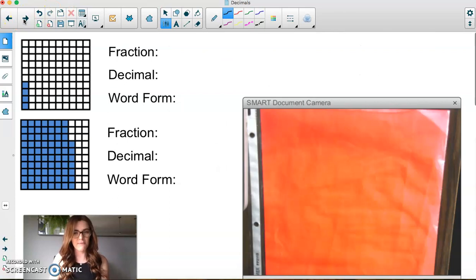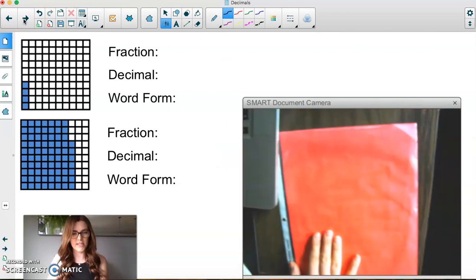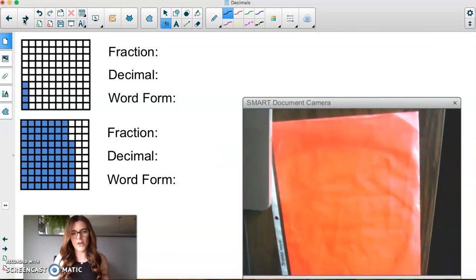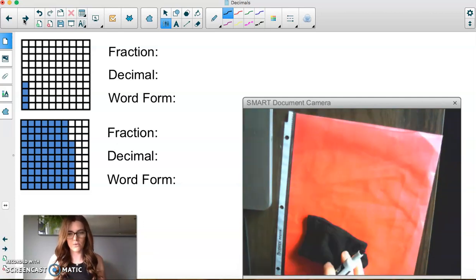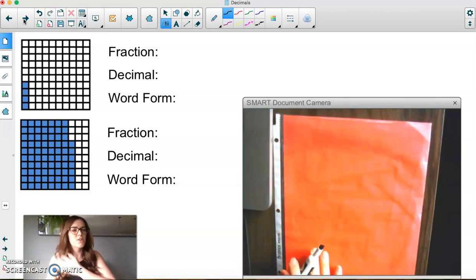So let's look at a few more examples. So you're going to need your whiteboard, your marker, and then something to erase with. I have one of our school socks. So let's look at our first example.